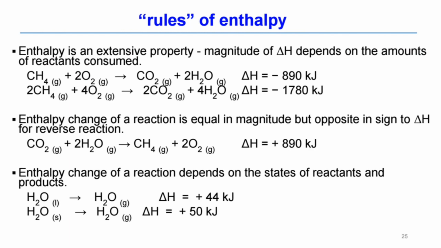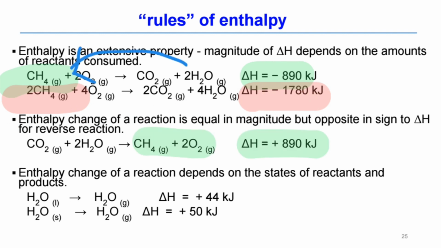Enthalpy is an extensive property, whereby the magnitude of delta H depends on the amounts of reactants consumed. For example, when 1 mole of methane is combusted, it will release this amount of energy. If it involves 2 moles of methane, the magnitude of enthalpy will be multiplied by 2. If the reaction is reversed, the magnitude of enthalpy stays the same but with the opposite sign.